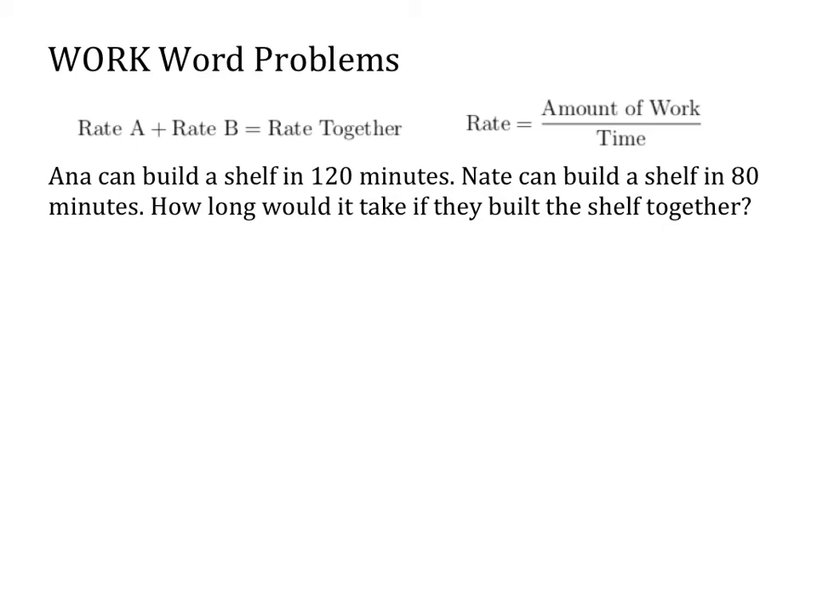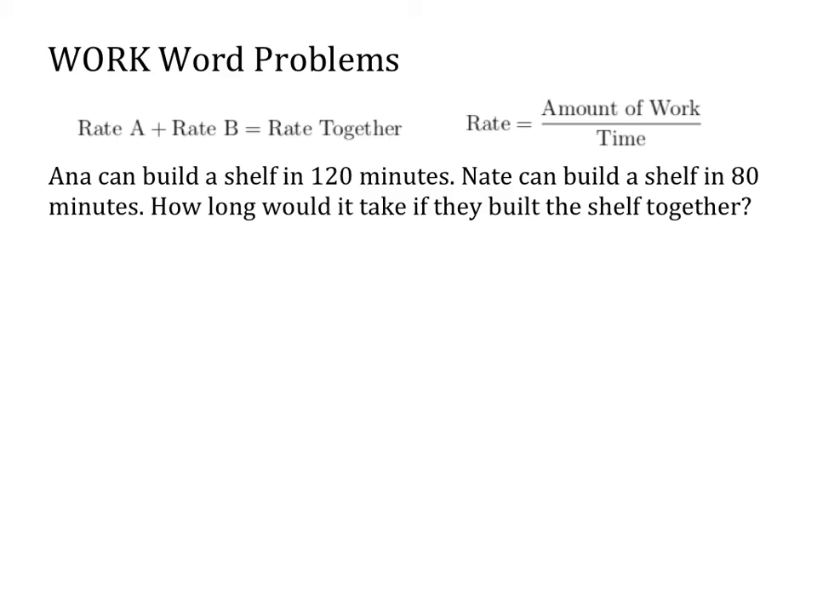We're going to use a rate, which is the amount of work over time, and rate A plus rate B is the rate together. So if Anna can build a shelf in 120 minutes and Nate can build a shelf in 80 minutes, we want to see how long it would take them to build the shelf together. First of all, it's going to be work over time.